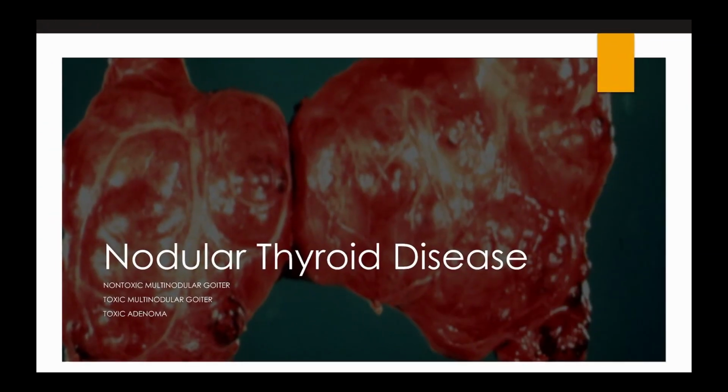Any questions so far about hyper or hypo? Yes? So there's going to be an enlargement in both hyper and hypo. But the labs will tell you what's going on. But with Hashimoto's, it'll be enlarged at first, and then as the tissue dies off, it gets smaller and smaller and smaller. So it starts off big and then gets smaller.